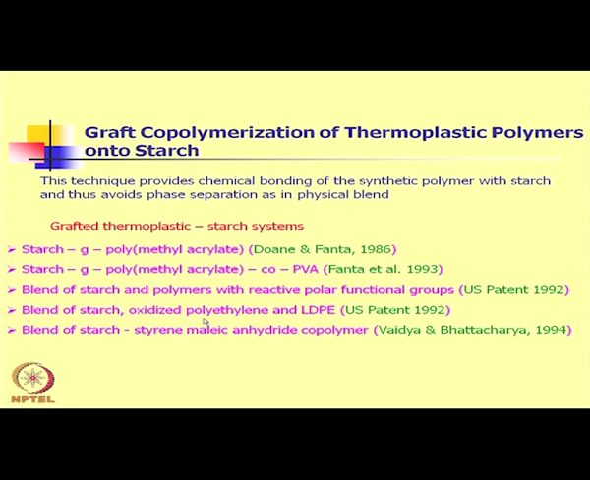Starch was blended with polymers which are already oxidized to some extent, say oxidized polyethylene or LDPE. After oxidation of polyethylene, it becomes a little degradable and starch can be miscible with it, otherwise starch is difficult to mix with polyethylene. That is why oxidized polyethylene was used for blending with starch, and blends of starch and styrene maleic anhydride copolymer were also developed for preparing biodegradable films.